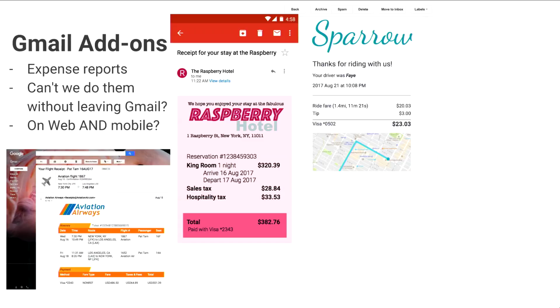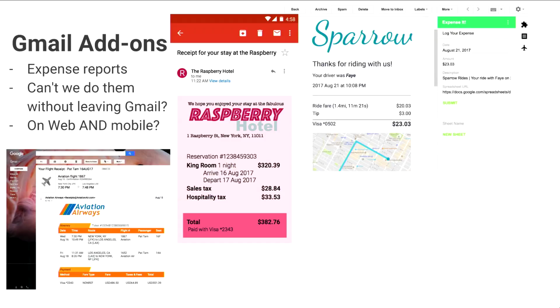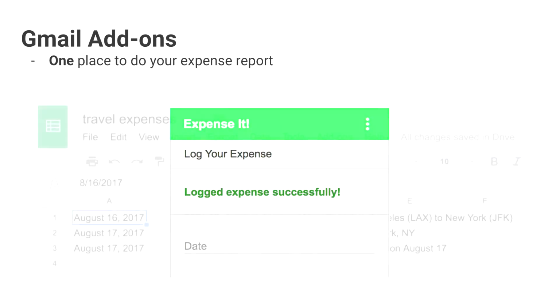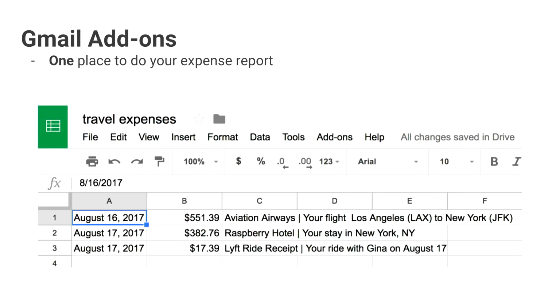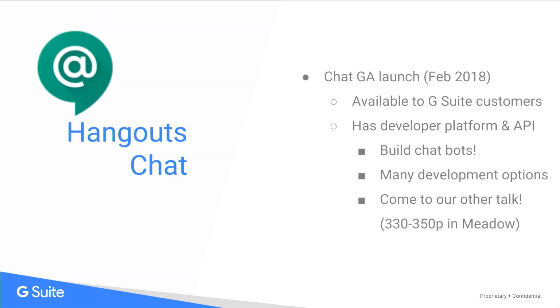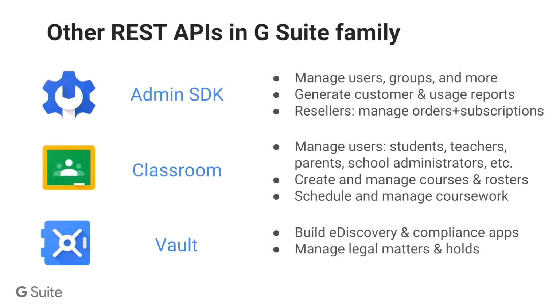If you have expenses, can't you write something where I don't have to exit Gmail to do my expense report? All right, so this is an example of an add-on which lives next to Gmail, and it reads all the information out of the receipts, and you can process everything, even on mobile. And once you're done for each event, you'll have an entire spreadsheet full of your expenses. Okay, and so the code is there. It's pretty simple. And then Hangouts Chat. I'm doing a talk specifically on Chat at 3:30, so come join me in Meadow. All right, and then other APIs and the rest, and the G Suite family, Admin, Classroom, Vault.